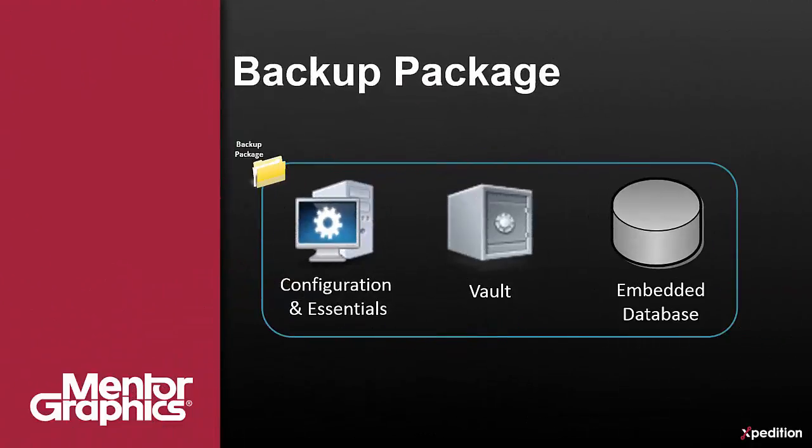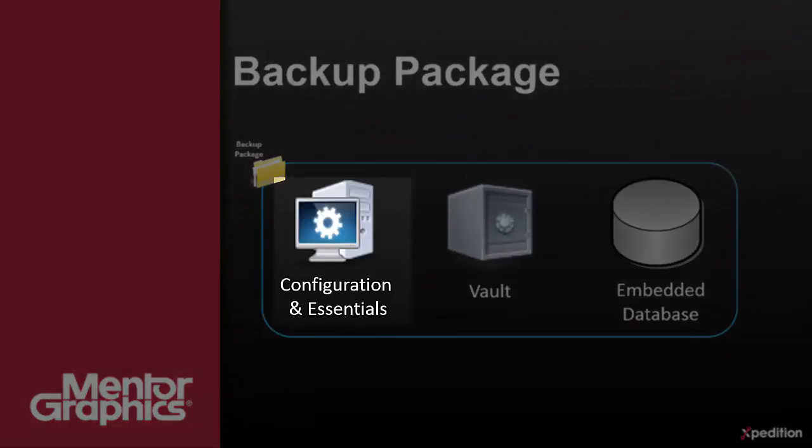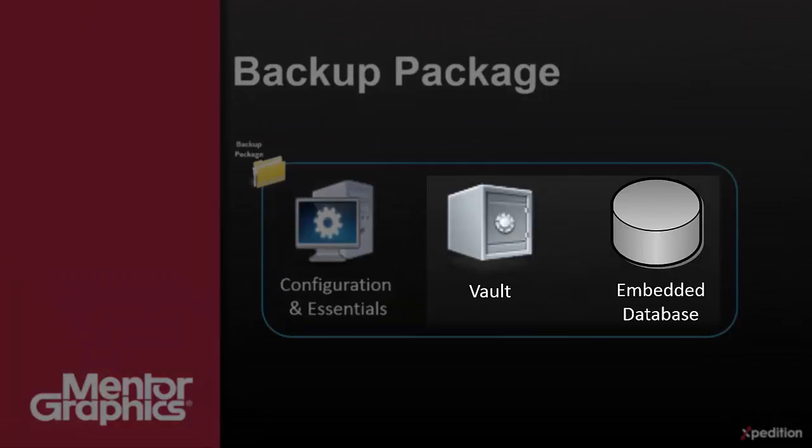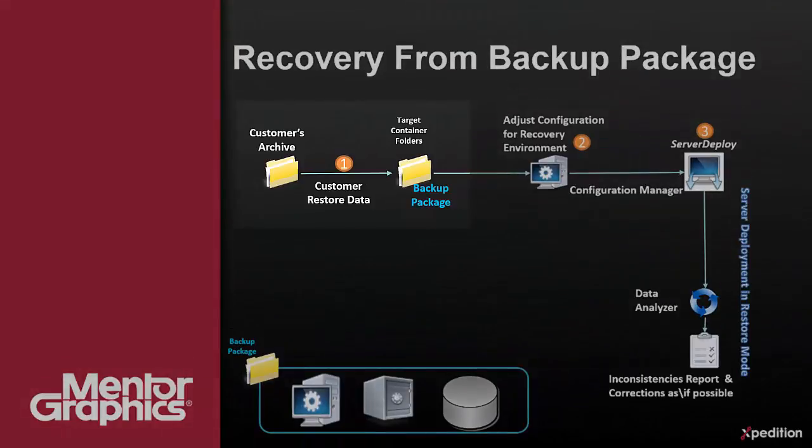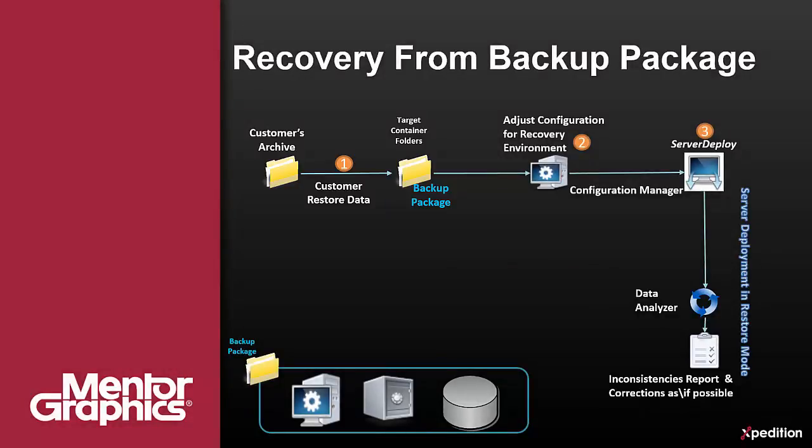The fundamental restore process is based on a backup package. A backup package contains the xDM server configuration and essential files, plus it optionally contains the vault and the embedded database. First, you will need to make the backup package available for the configuration manager. Once you point at a desired backup package, you have the option to restore the configuration of the xDM server that exists within the package and modify the configuration to fit your new environment that you are recovering within.